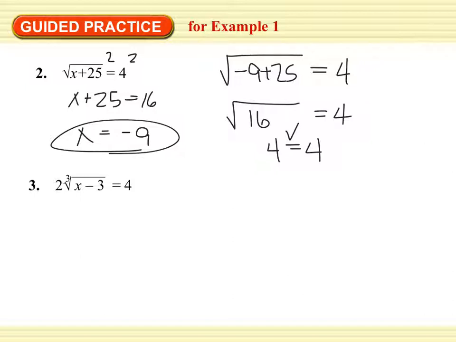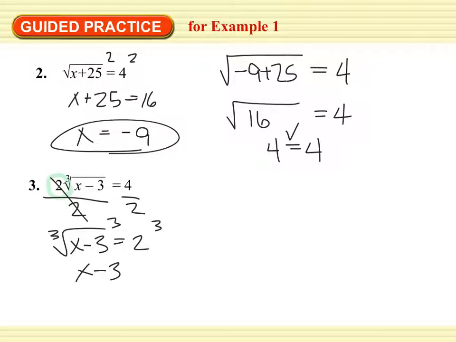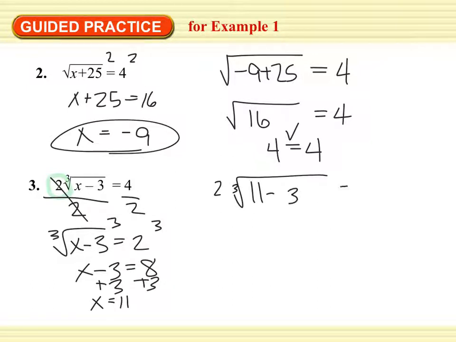Okay, here's our first example of one where I have something multiplied on the outside. So I need to remove that first. So divide both sides by 2. I get cubed root of x minus 3 equals 2. Cube both those sides. I have x minus 3 equals 8. Add 3 to both sides. X equals 11. Let's go ahead and check that just to make sure. 11 minus 3 is 8. Cubed root of 8 is 2, 2 times 2 equals 4.